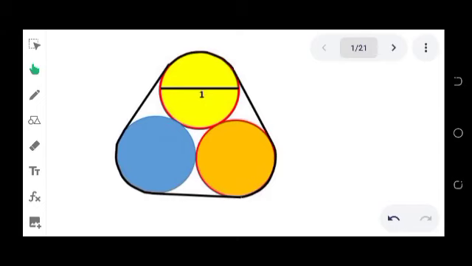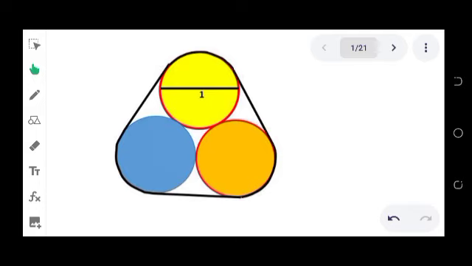Now, we're given three circles that are externally tangent to each other, and each circle has a diameter of 1. These three circles are bound together by a band. The question is, what is the length of the band?